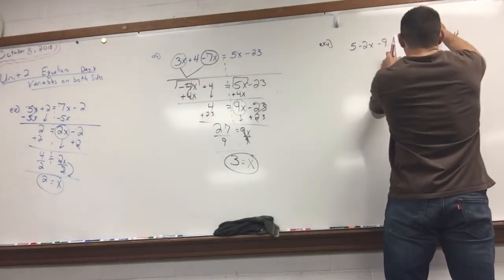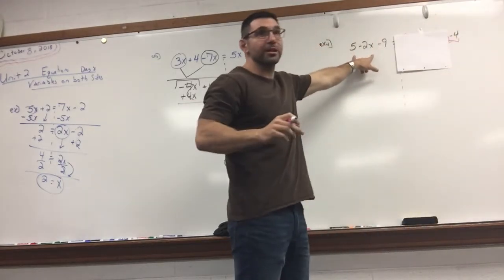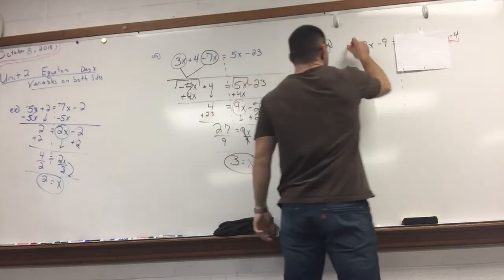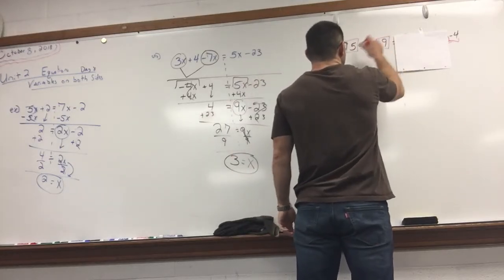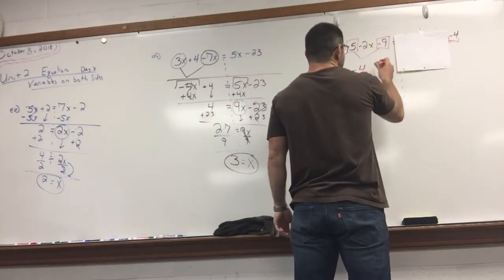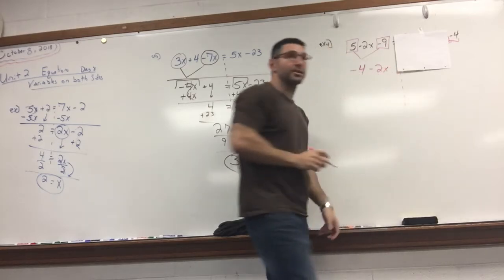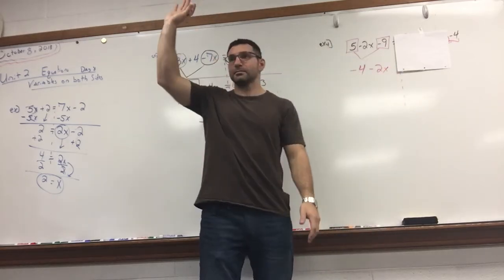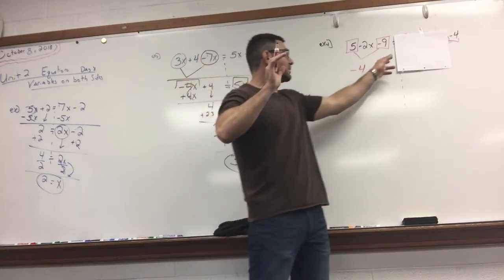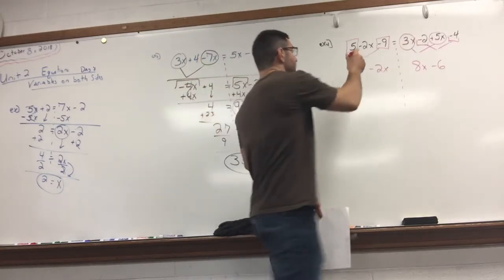So now I'm going to cover up this again. No distributing, but there are like terms. 5 minus 9 gives me -4 minus 2x. Does everybody agree with that? Who had that on that side? Yeah, okay. Take this away.